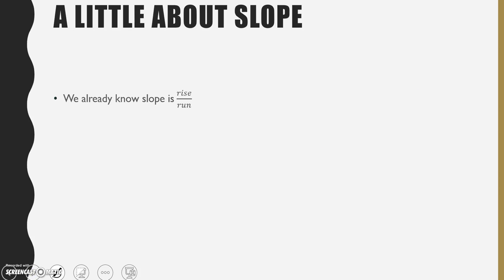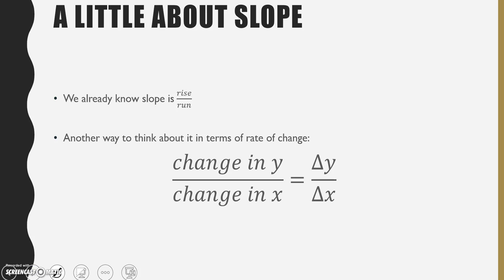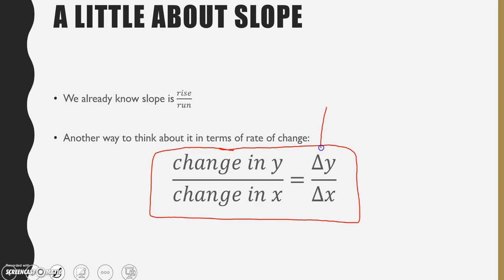Alright, so go ahead and take out your notebooks. We're going to take some notes. A little bit about slope. We talked about yesterday how slope is rise over run. Another way we can think of this in terms of rate of change is the change in y over the change in x. So this part right here is what I want you to have down in your notebooks. Remember that little delta symbol? We call this delta, means change. So the change in y divided by the change in x.